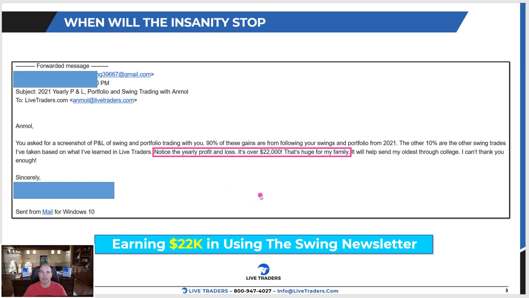Now, again, money is different to everybody. Somebody out there, $1,000 is all the money in the world. To another person, $1 million is not a big deal. To this person, $22,000 is a lot. And this is from the swing trading newsletter, portfolio and swing trading. So this is not intraday trading. This is swing trading, holding stocks for a week, a month, 2 months, and basically following Unmol's suggestions for those trades. I think that's pretty impressive, earning $22,000 in 2021 from the swing trading newsletter and the portfolio trading newsletter. So congrats to you.